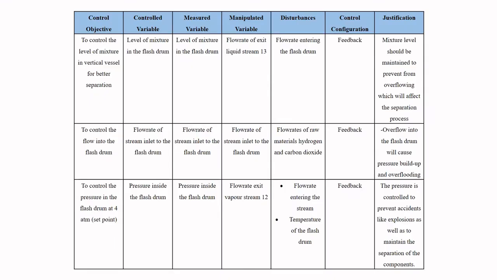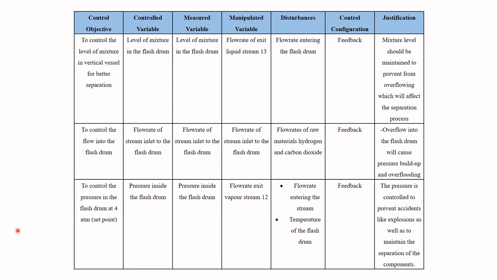The level in the flash drum is controlled by measuring the level of mixture in the flash drum and manipulating the flow rate of outer liquid stream at the bottom to make sure the mixture level is maintained to prevent from overflowing, which will affect the separation process. To control the flow into the flash drum, the flow rate of stream inlet to the flash drum is measured and manipulated to prevent overflow into the flash drum, which will cause pressure buildup and overflooding.